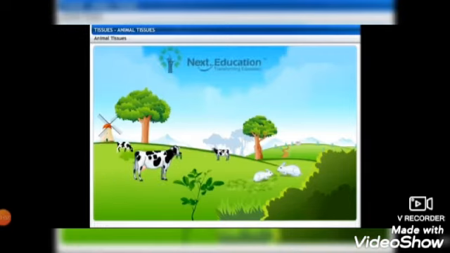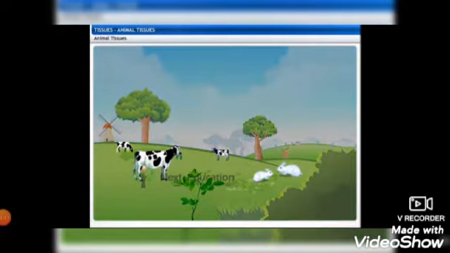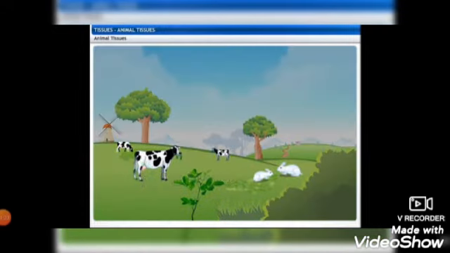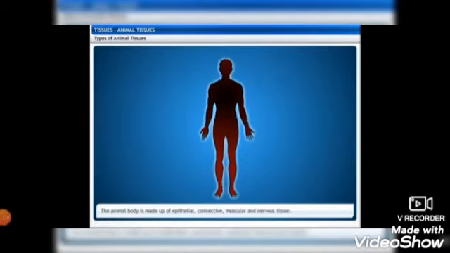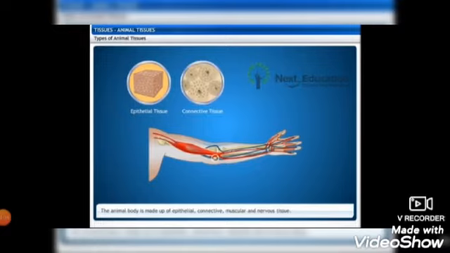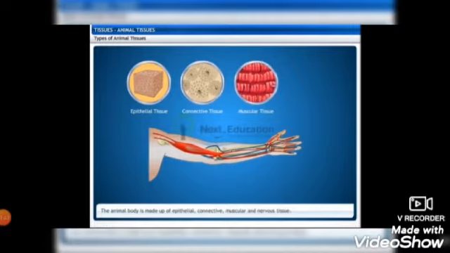Animals move around in search of food, shelter, and mates. They consume more energy compared to plants. So, unlike plants, most animal tissues are living tissues. The animal body is made up of different types of tissues. In this chapter, we will learn the tissues like epithelial tissues, connective tissues, muscular tissues, and the nervous tissues.